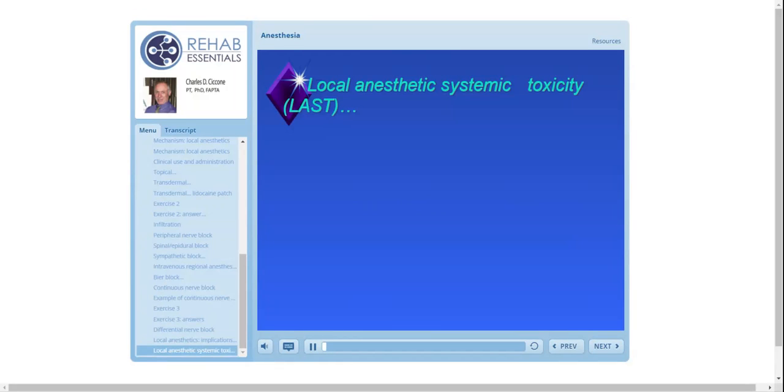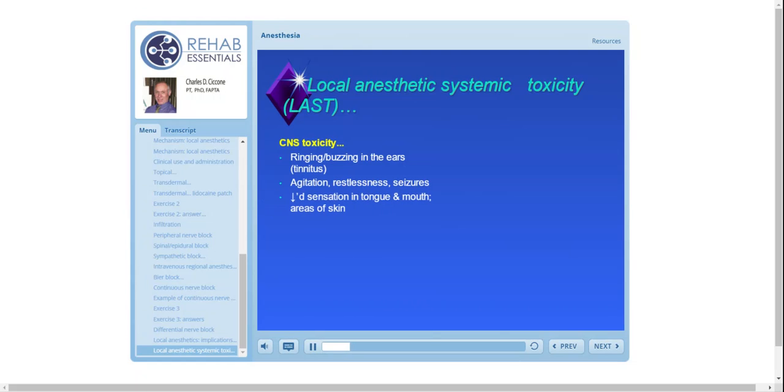So what are we looking out for that might indicate LAST? In terms of CNS effects, patients will often experience a ringing or buzzing in the ears that resembles a tinnitus. They'll become agitated, restless, which could even progress to seizures. They'll have a decrease in sensation in their tongue, their mouth, and certain areas of the skin. And in later stages, it goes in the opposite direction. The CNS gets depressed. Patients become somnolent, which could progress to coma. Respiratory depression and failure can also occur.